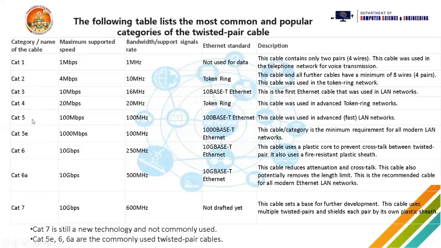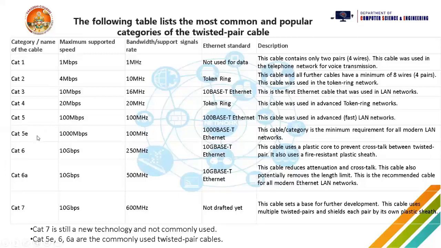Now what we are using is category 5E and category 6. These two are the more frequently used cables in our network, whereas category 6A and category 7 are newer versions which are coming into the market, recently launched. So we concentrate more on 5E and 6.